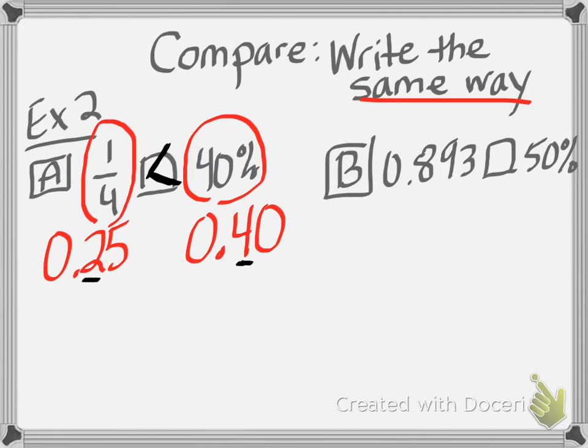Example B, I have 0.893 compared to 50%. This is already a decimal, so that's good. Let's convert our percent to a decimal, and it'd be 0.50. Again, I'm going to compare this first number. 8 is greater than 5, so 893 thousandths is greater than 50%.